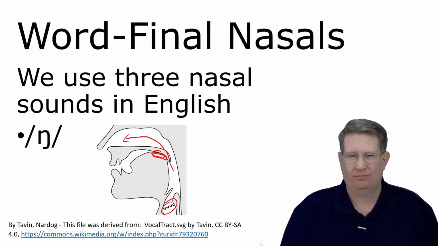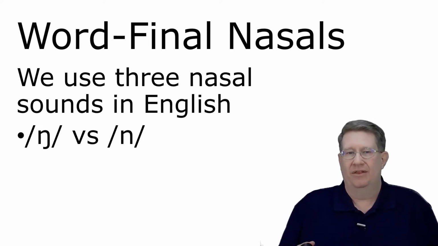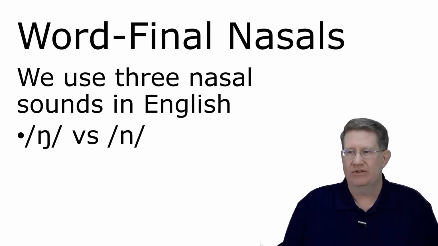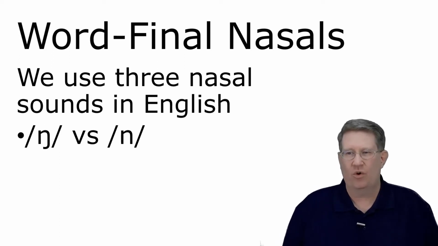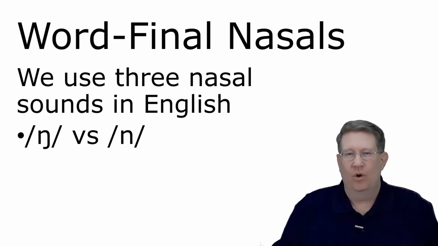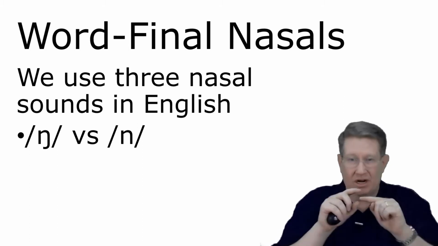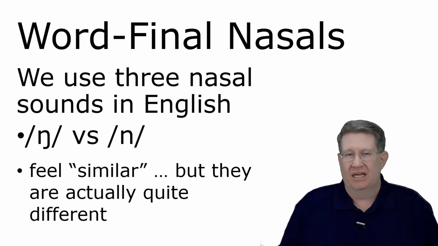Okay? So that's how we make those three sounds. These two often feel similar. Maybe it's because an N often goes in front of a G, but they're actually quite different sounds. Okay, so ng is made with your tongue raised at the back of your mouth, where n is made with the tip of your tongue raised at the front of your mouth. Okay, so they feel similar, but they're actually quite different.